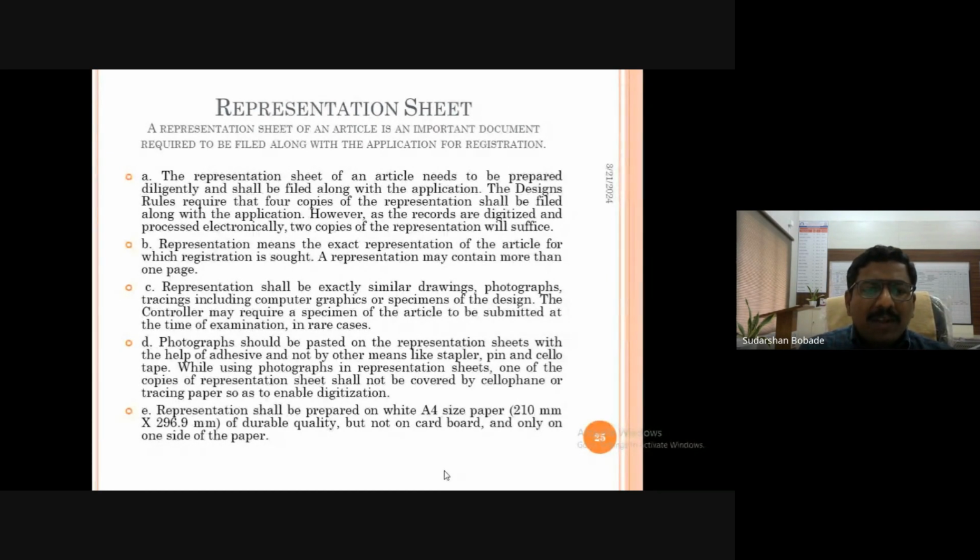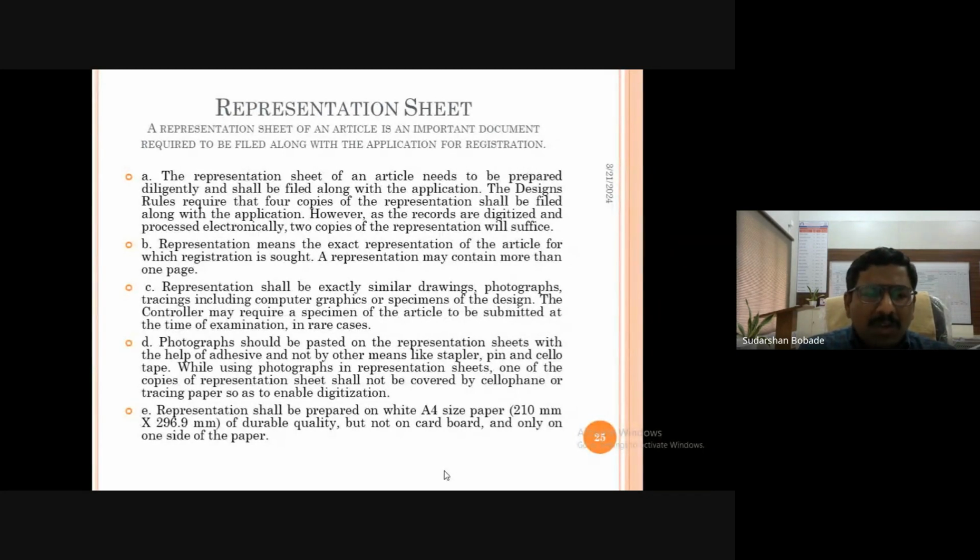Second one, when we are going for the representation sheet, it means an exact representation of the article for which registration is sought. Many times the representation may contain more than one page. That means for one single view you require 2 or 3 pages, and that is not at all acceptable. So one view, along with its claims, disclaimers and novelty related statement, should be fitted in one single page. This is the requirement of the designs office.